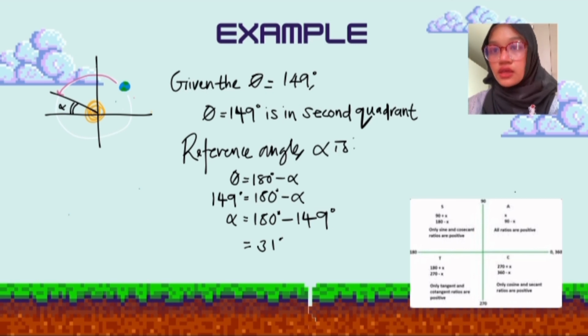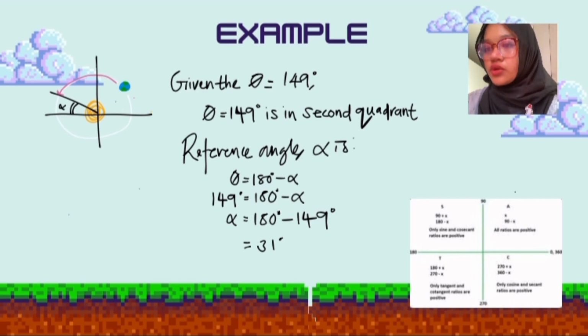So the second example, we're going to find the Earth moving in its orbit in one angle, where the given angle is equal to 149 degrees. As you can see, the angle is in the second quadrant. So from the second quadrant formula, we're going to take 180 minus the reference angle.